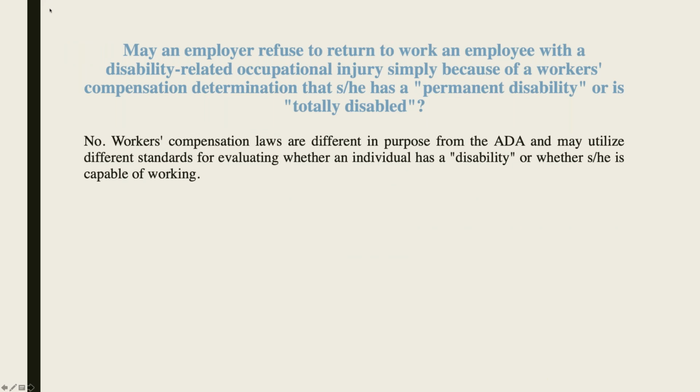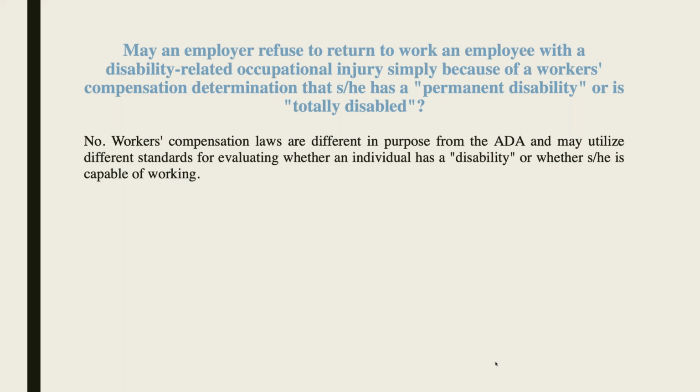Here's another question for you. May an employer refuse to return to work an employee with a disability-related occupational injury simply because of a workers' compensation determination that she has a permanent disability or is totally disabled? No, the workers' compensation laws are different in purpose from the ADA and may utilize different standards for evaluating whether an individual has a disability or whether he or she is capable of working.